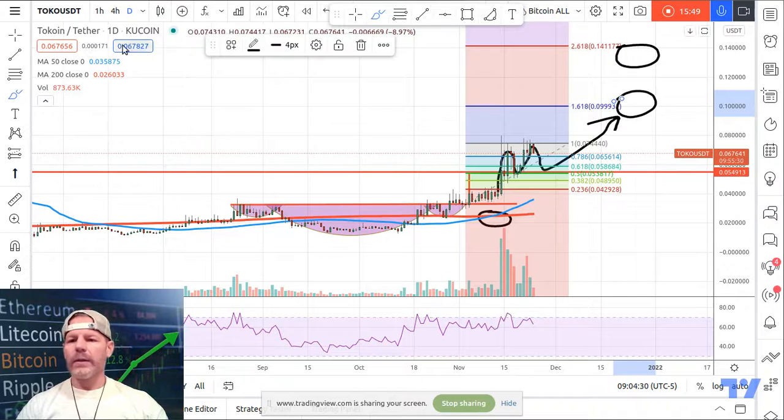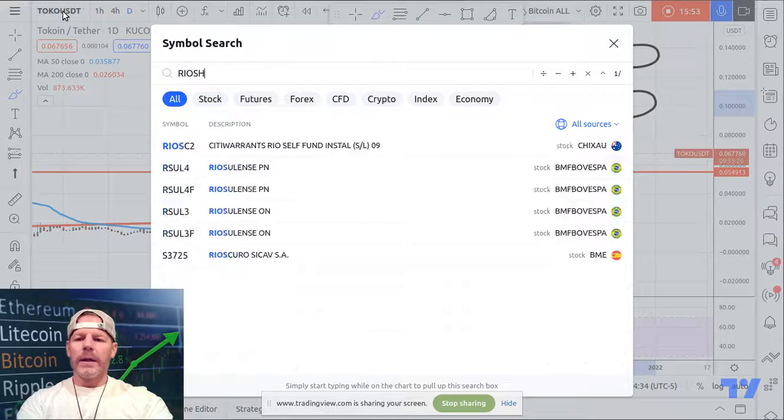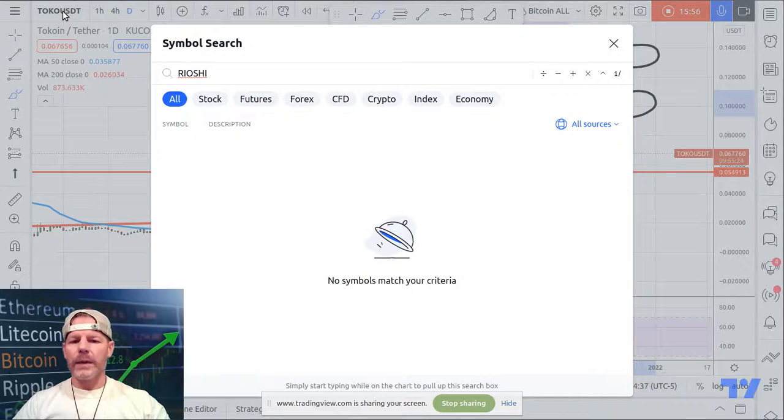Somebody said Ryoshi. Again, that's one I don't think I can do on TradingView. No data on that one.